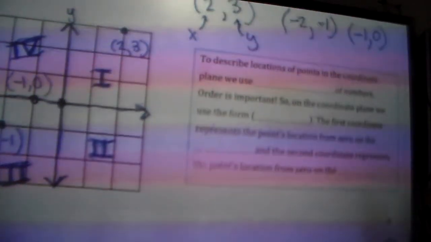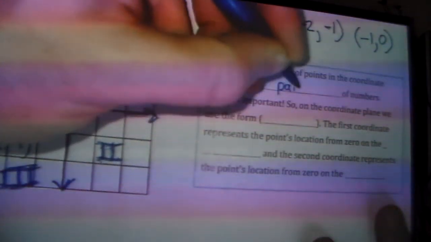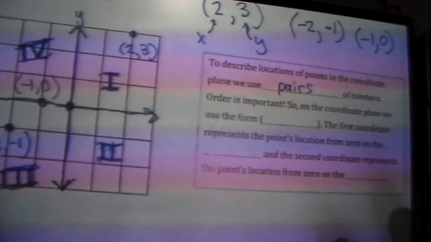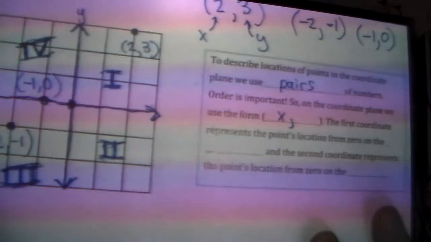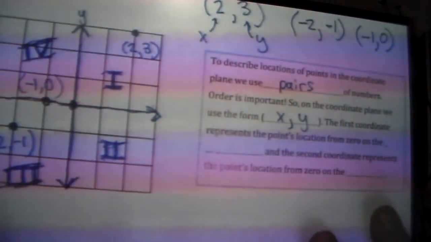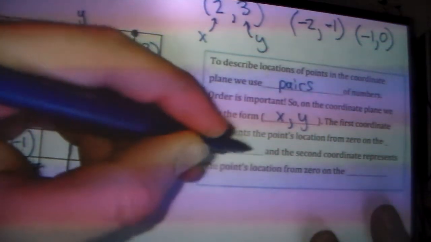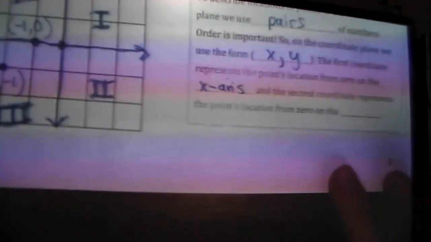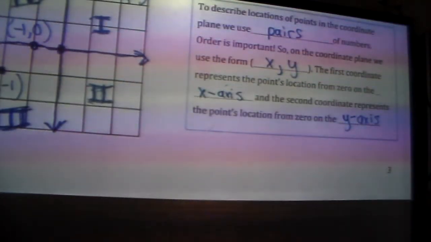All right, so hopefully you've got this. To describe locations of points in the coordinate plane, we use what we call pairs of numbers. There's 2 of them, and order is important. So on the coordinate plane, we use the form x and then y. The first coordinate represents the point's location from 0 on the x-axis, or the left and right movement. And then the second coordinate represents the point's location from 0 on the y-axis, or the up and down movement, and whether it needs to go positive or negative, up or down.